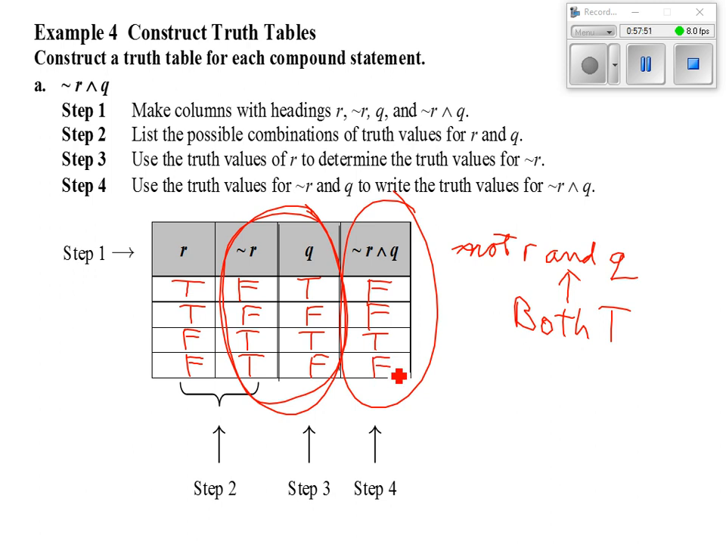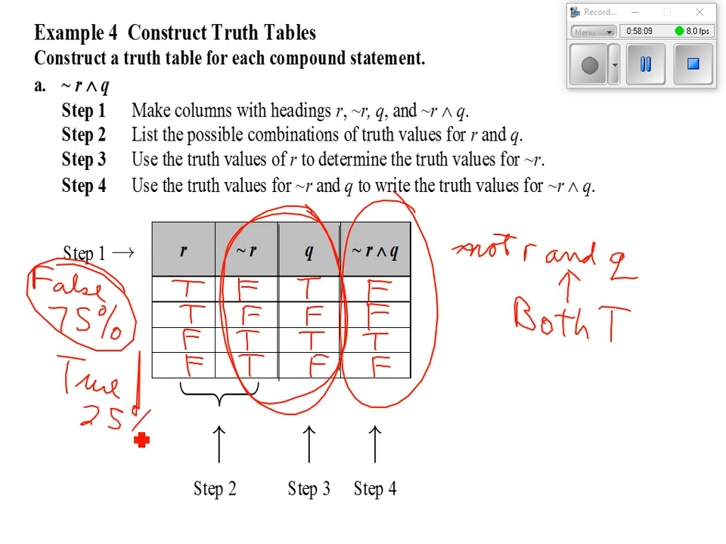That's what we're looking at, just that column right there. What percent of the time is that a false statement? 75%. 75% of the time, that's a false statement. What percent of the time is that "and" statement a true statement? 25%.